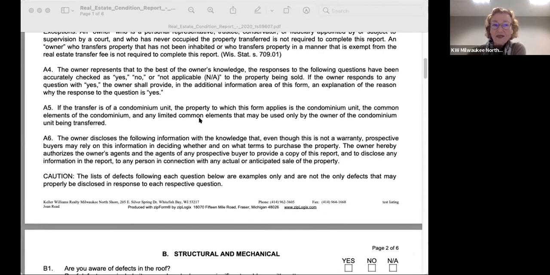If the transfer is of a condominium unit, the property to which the form applies is the condominium unit, the common elements of the condominium, and any limited common elements that may be used only by the owner of the condominium unit being transferred. So that's very important if you are listing a condominium and how you direct the seller. They don't have to fill out a real estate condition report for what's going on in the roof of the entire condominium building. Only the areas that they use and their unit.